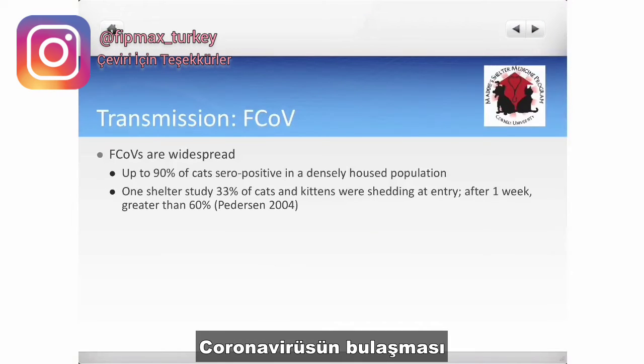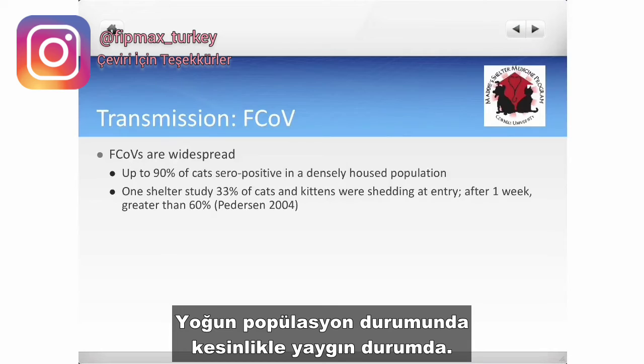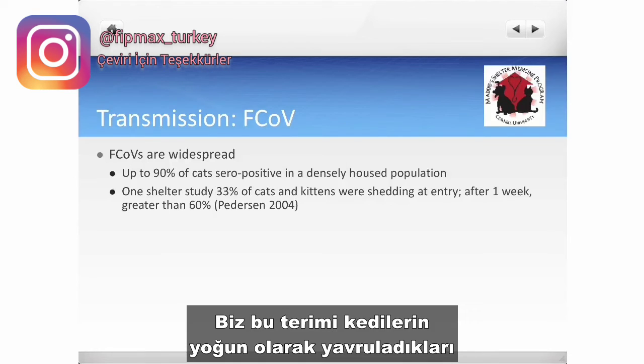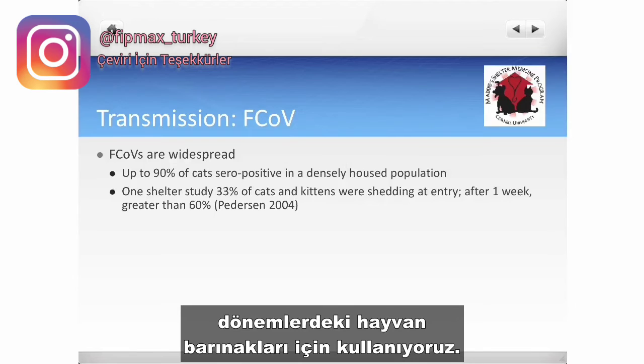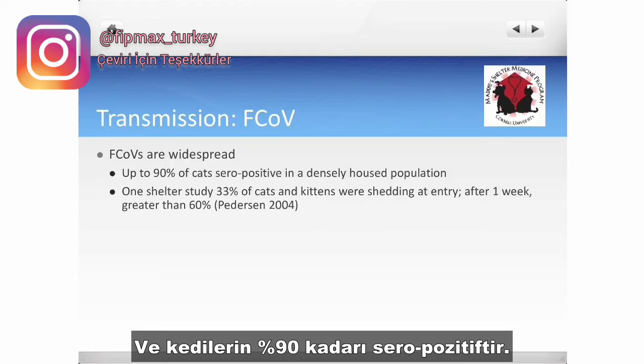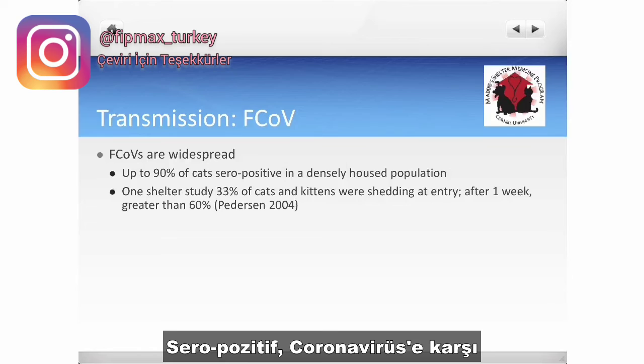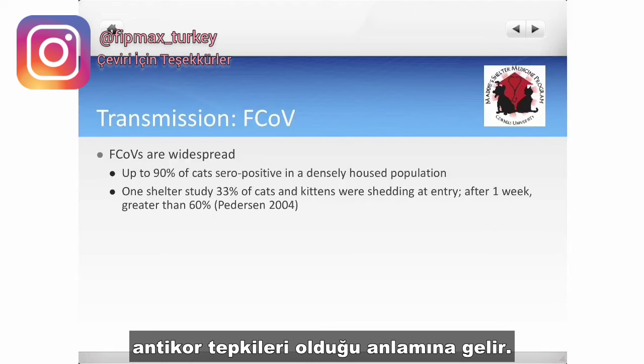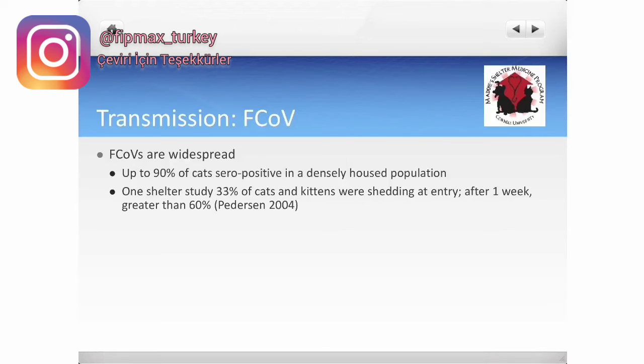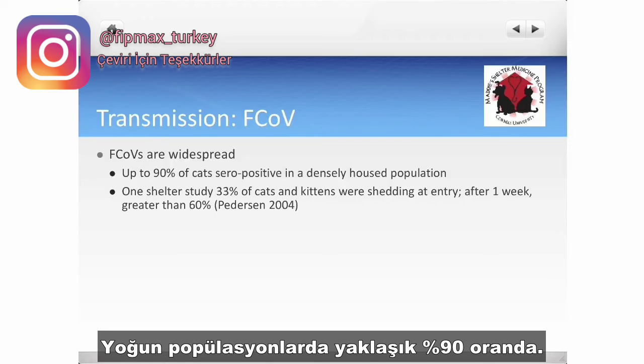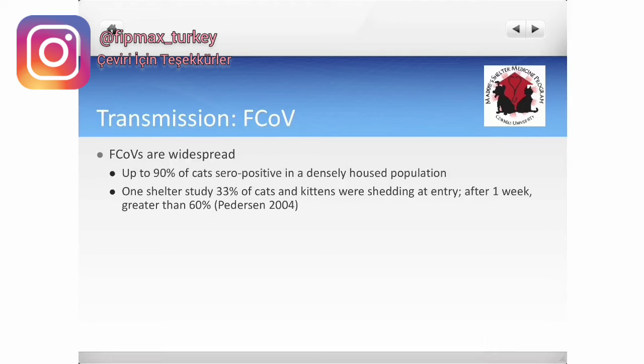Transmission of coronavirus is absolutely widespread in a densely housed population, which is our nice terminology for overcrowded shelters, hoarding facilities, and kitten season. Up to 90% of cats are seropositive. Reminding you, seropositive means they have had antibody responses to the coronavirus. They have been exposed. That doesn't mean they necessarily have active disease, but they've been exposed, up to 90% in our densely housed populations.